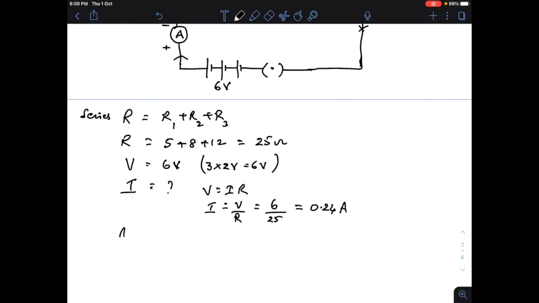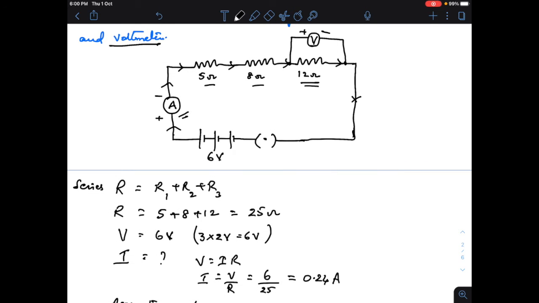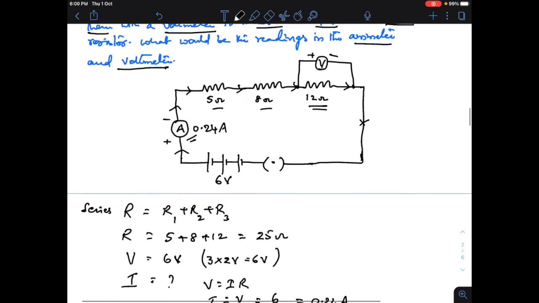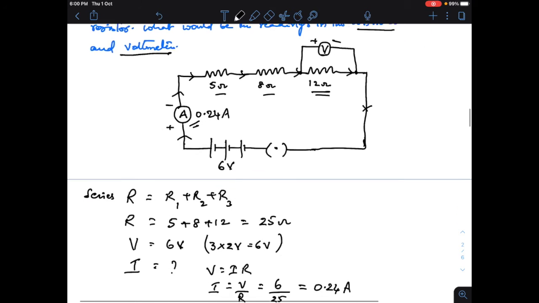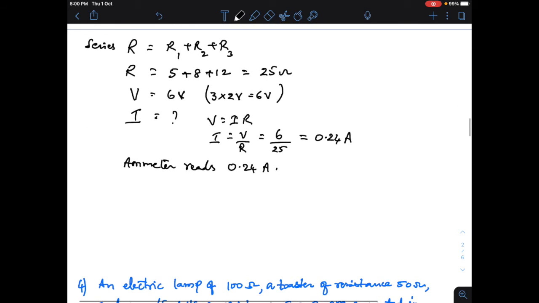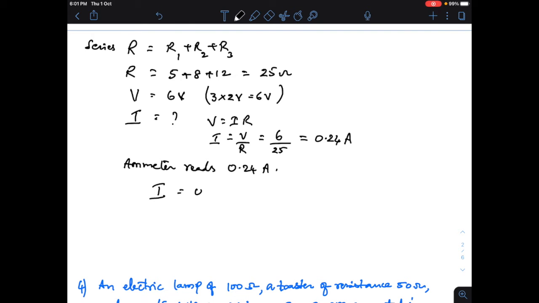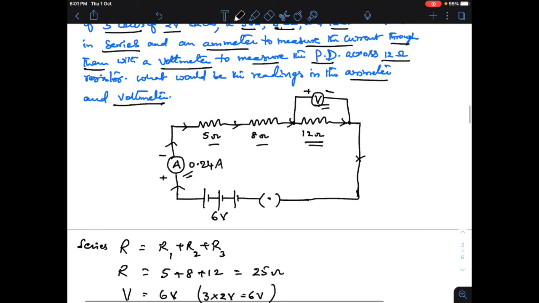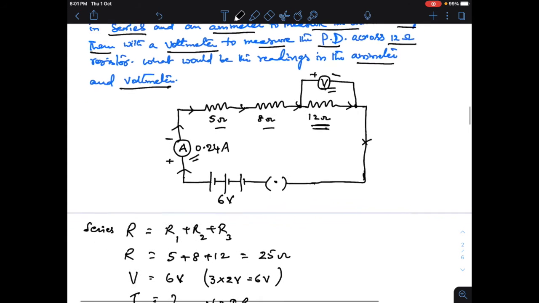Therefore, the reading in the ammeter is 0.24 amperes. The current reading in the ammeter here will be 0.24 amperes. Now, we have a voltmeter here. So we have to calculate the voltage. So the same current will be flowing. So I is 0.24 amperes, and now R is 12 ohms. Why 12 ohms? Because we are calculating across this 12 ohms resistor. So R is 12 ohms.